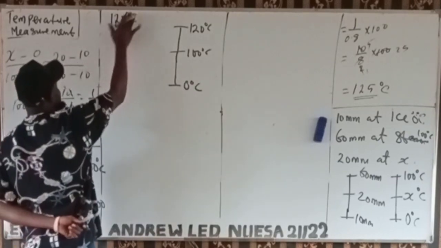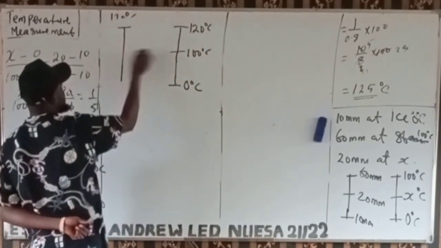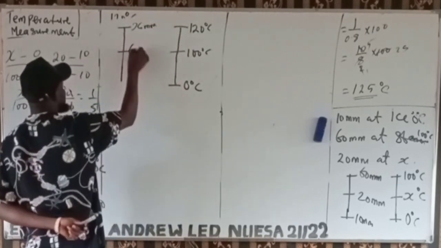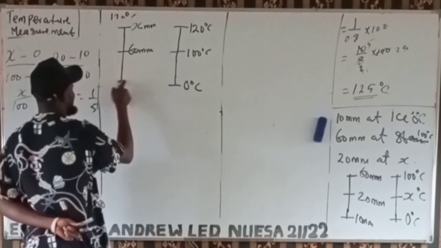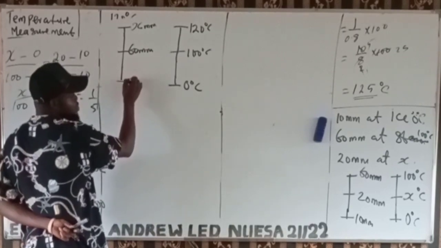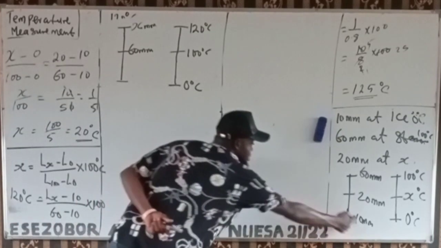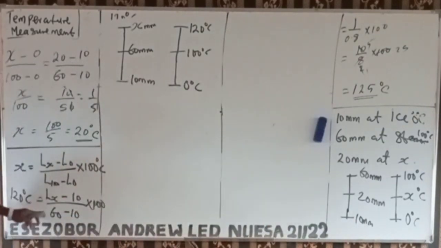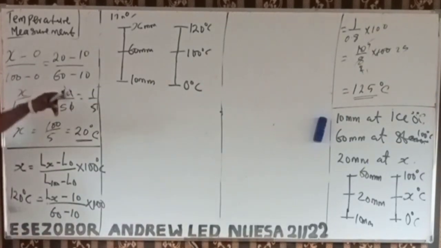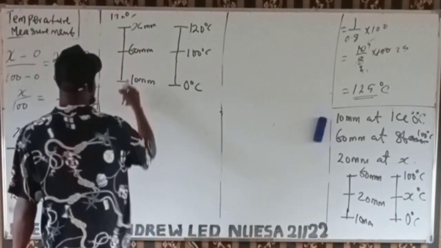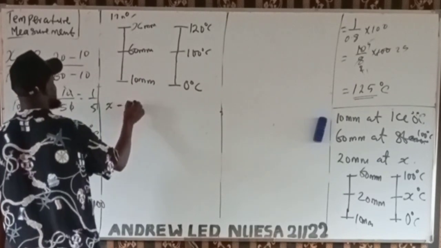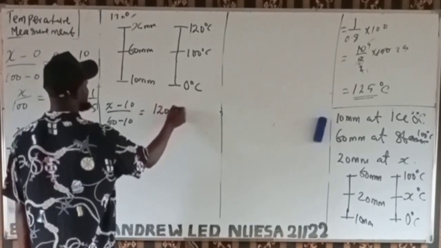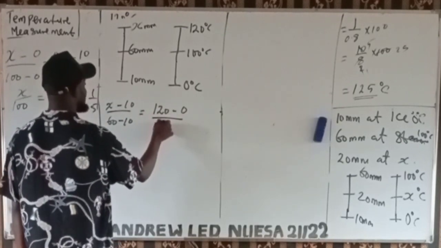This one will be unknown. What length in millimeters corresponds to this? We already know that 60 corresponded to this 100, while 0 corresponded to 10 millimeters. You can use the formula here and you get the same answer. Let's do it simultaneously. So let's go. X minus 10 over 60 minus 10 is equal to 120 minus 0 over 100 minus 0.